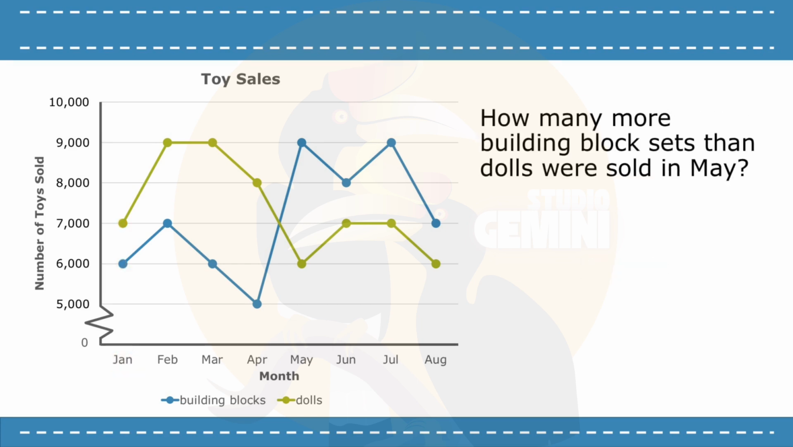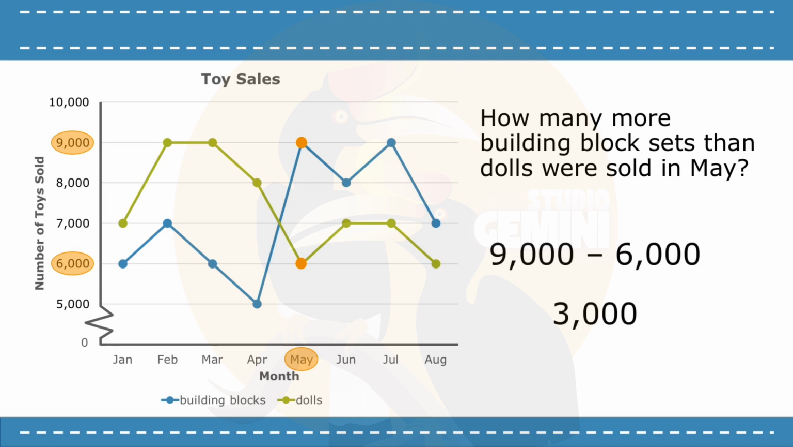How many more building block sets than dolls were sold in May? Let's look at the month of May. How many block sets were sold? 9,000. How many dolls were sold? 6,000. If I want to find how many more block sets than dolls were sold, what do I need to do? That's right, subtract. 9,000 minus 6,000 equals 3,000.